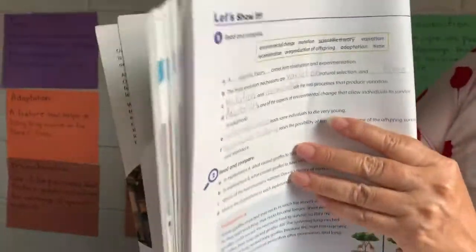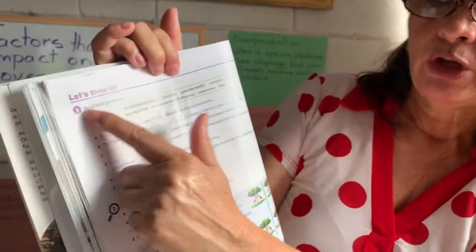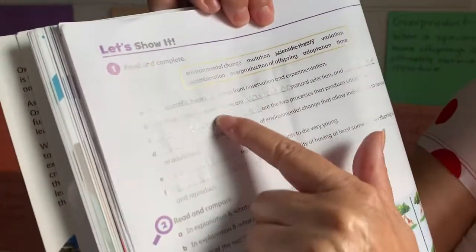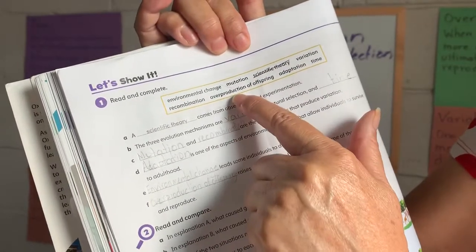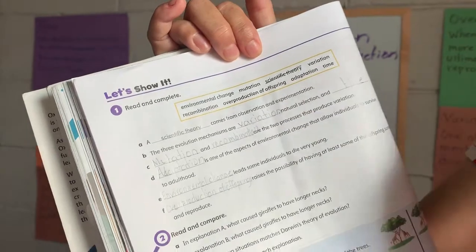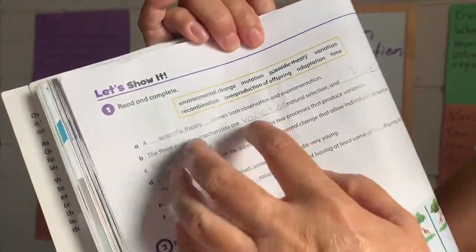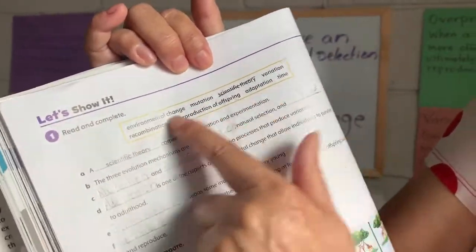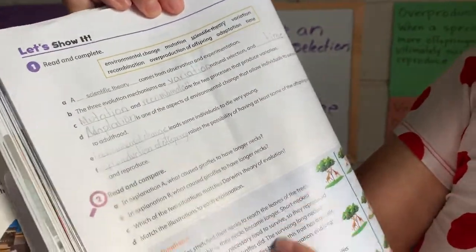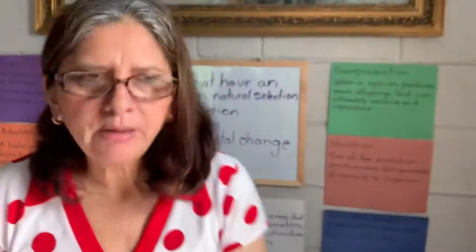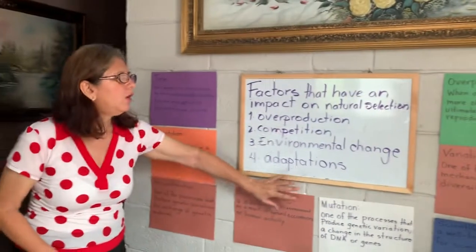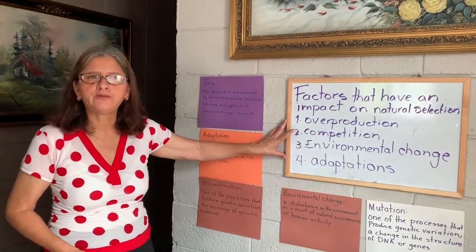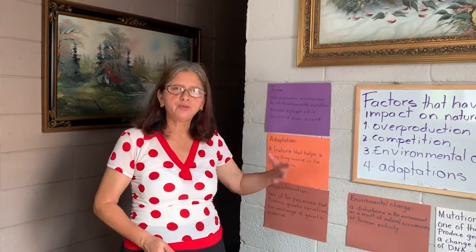Now we go to the next page. In this page, there are some words in the box you are going to read and complete. Okay, environmental change, mutation, variation, recombination, overproduction of offspring, adaptation, and time. You are just going to fill in the blank with these words from the box. Okay, only this. Now, let me explain the definitions of some of the words from the box, that definition you must know.